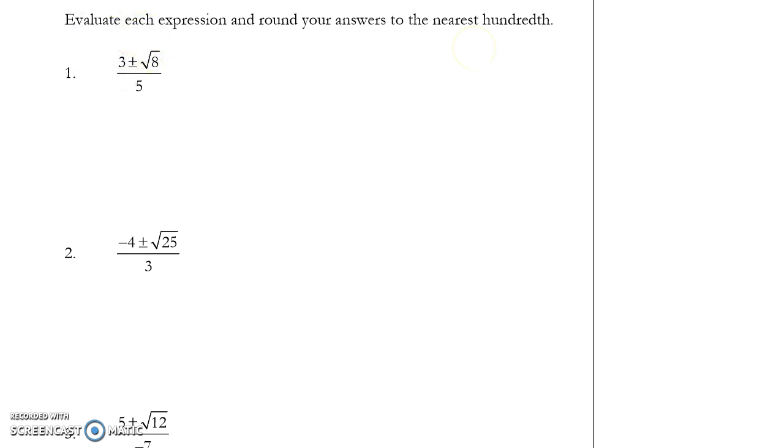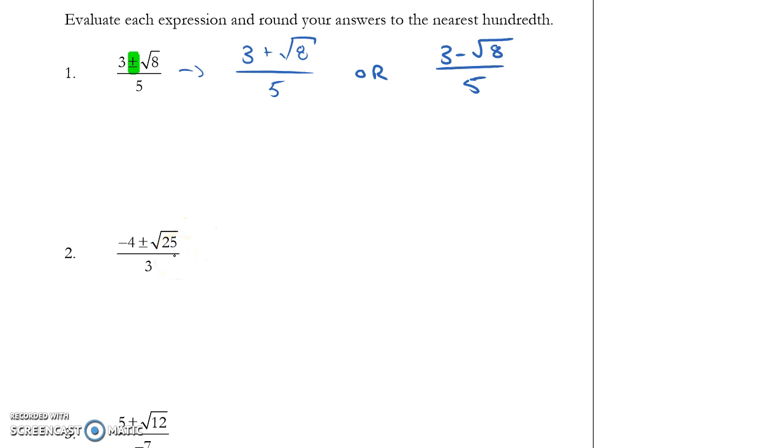First thing I do every time I have a problem like this, when I recognize that there is a plus or minus in the problem, I write this out as two separate problems. It's going to make your life easier. This is the same as saying 3 plus square root of 8 over 5, or 3 minus the square root of 8 over 5. That just makes your life a little bit easier because now you have both of them written out. You know you have to solve both of them.